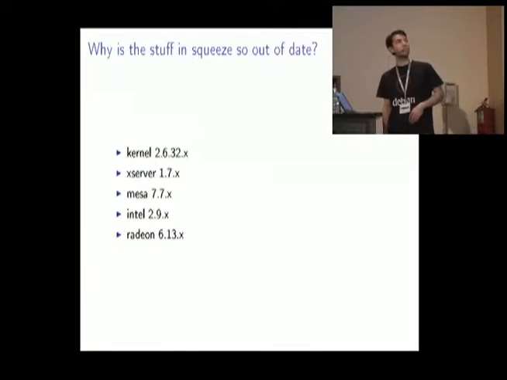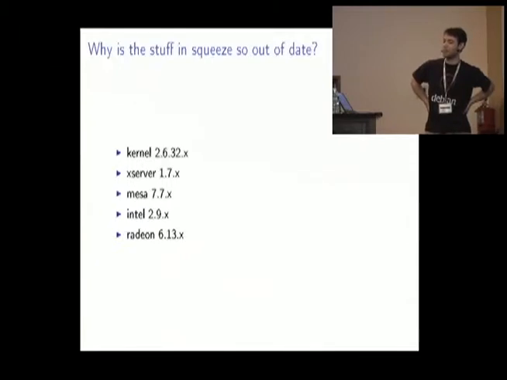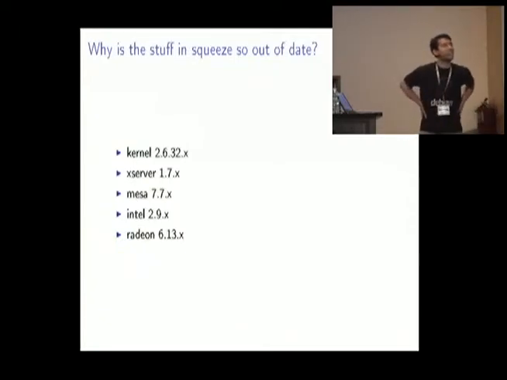And so we are using X Server 1.7, which was released, I don't know, Christmas, or was it before? I don't know. Before. And Mesa 7.7 was the stable branch at the time. Now I think it's replaced by 7.8. And Intel is released every 3 months, and now in Squeeze we have 2.9, and the current version is 2.12, which means there is quite a lot of stuff that we are missing.